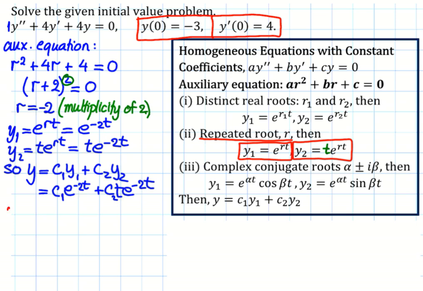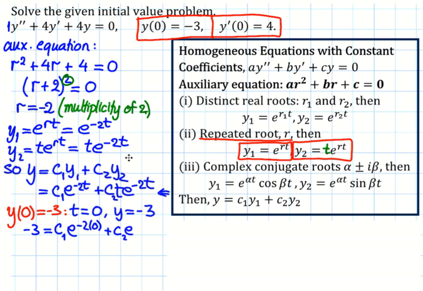we have y of 0 equal to negative 3, meaning that when t equal to 0, y equal to negative 3. And I'll substitute that into this equation. Negative 3 equal to c1 e to the negative 2 times 0 plus c2 t e to the negative 2 times 0, I forgot the t again. Because t is 0, that one goes to 0, and e to the 0 power is 1. So pretty much we will have just negative 3 equal to c1.